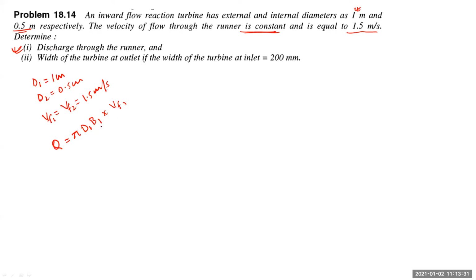Okay, so all the values are given, I think. D1 is given, Bf1 is given. What is B1? Here, the width of the turbine at inlet is 200 mm. So this B1 is also written here. So by substituting those values, you can easily get the answer. It is in mm, so I will convert it into meter, and Bf1 is 1.5 meter per second.